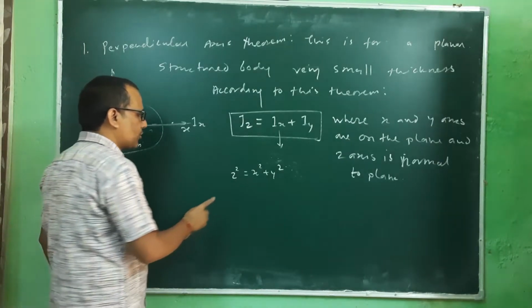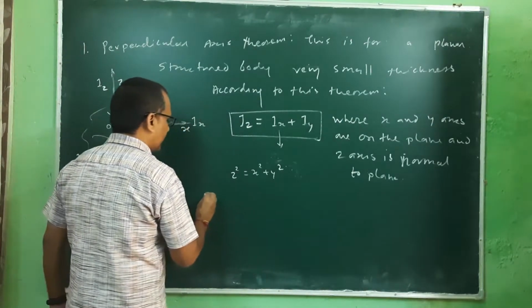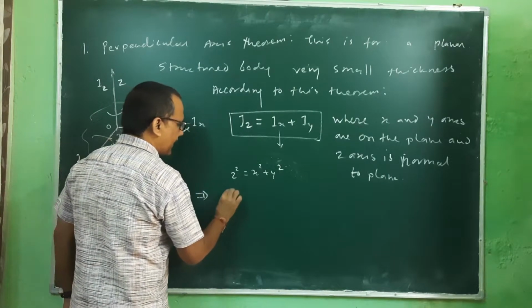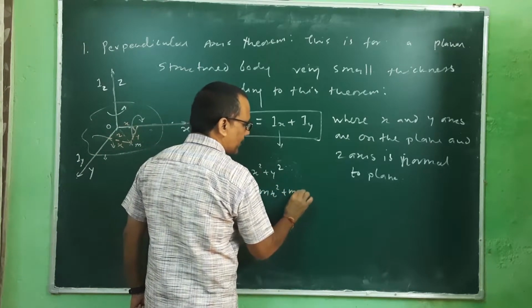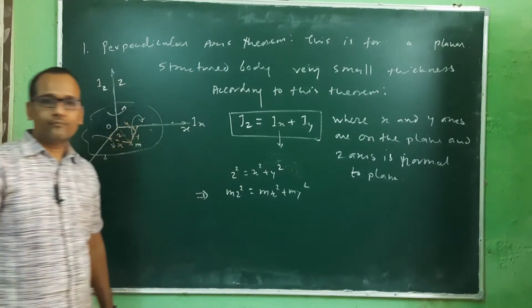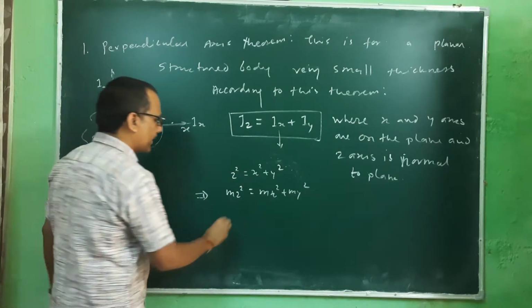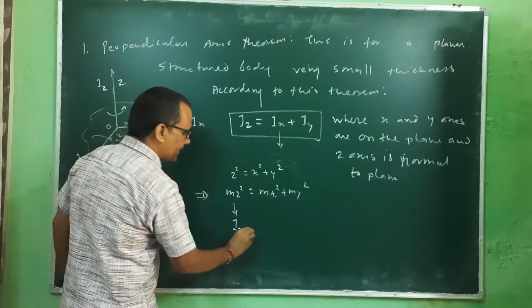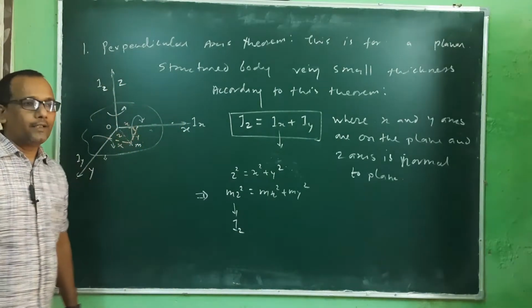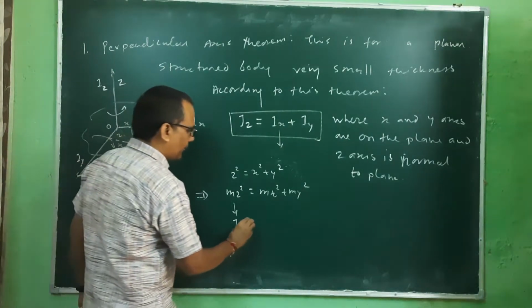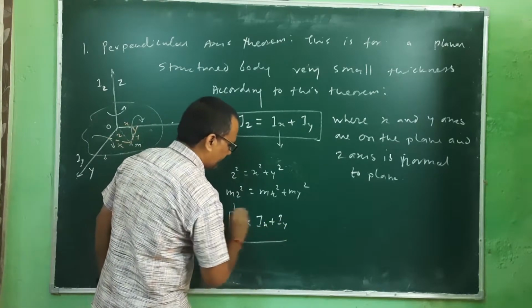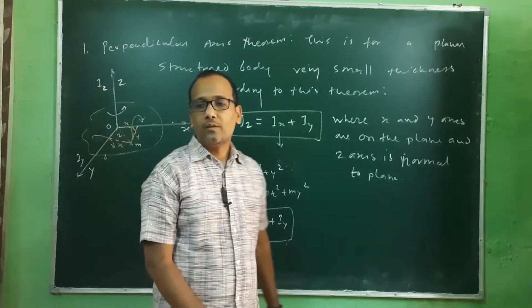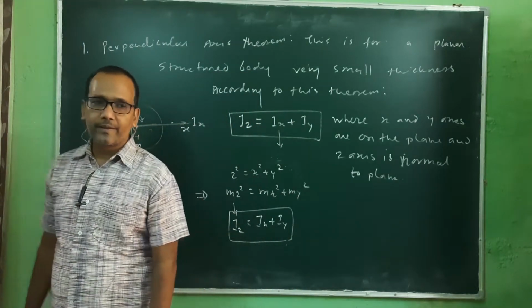If you multiply both sides by m, one can have mz square equivalent to mx square plus my square. And this mz square is nothing but Iz, the moment of inertia around the axis z. This is equivalent to Ix plus Iy. So the derivation of this theorem is very simple.